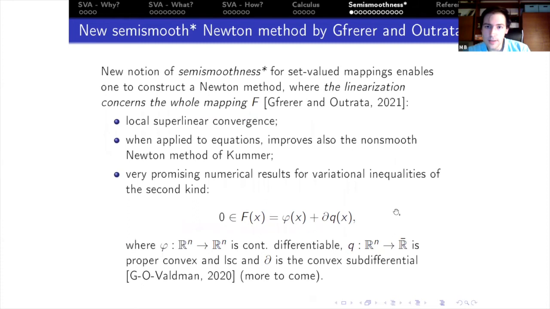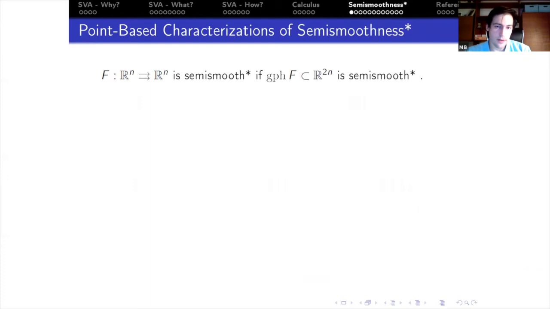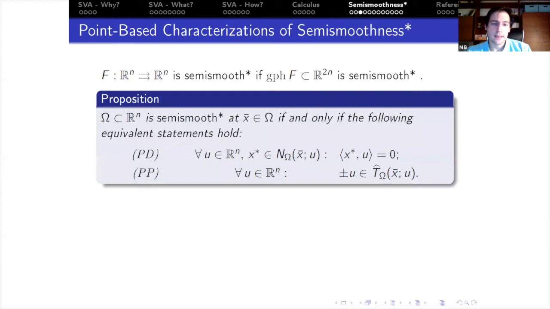And now, just very recently, in 2019, Kruger, my former supervisor, and Jiří Outrata from Czech Republic, came up with the notion of semi-smoothness star for set valued mappings. Thanks to this, you can construct a Newton-like method, where you also differentiate the set valued part, and you get superlinear convergence. So this is the main story, and they are still developing this, but I think this Newton method is very promising.